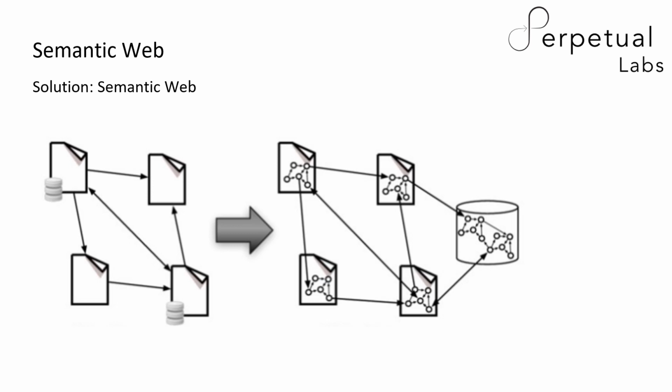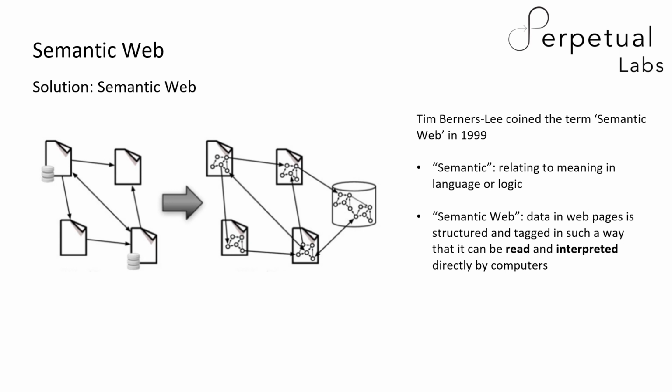The semantic web offers some solutions to these issues. The word semantic refers to meaning in language or logic, and the term semantic web was coined by Sir Tim Berners-Lee in 1999 to refer to the structuring of data on the web in such a way that it can be read and interpreted directly by computers. Essentially, the machine understands the meaning of the data.